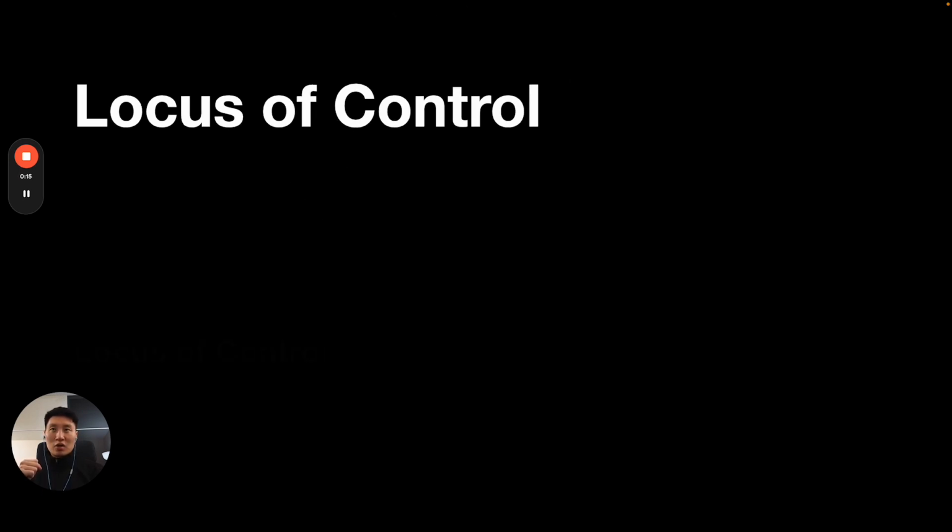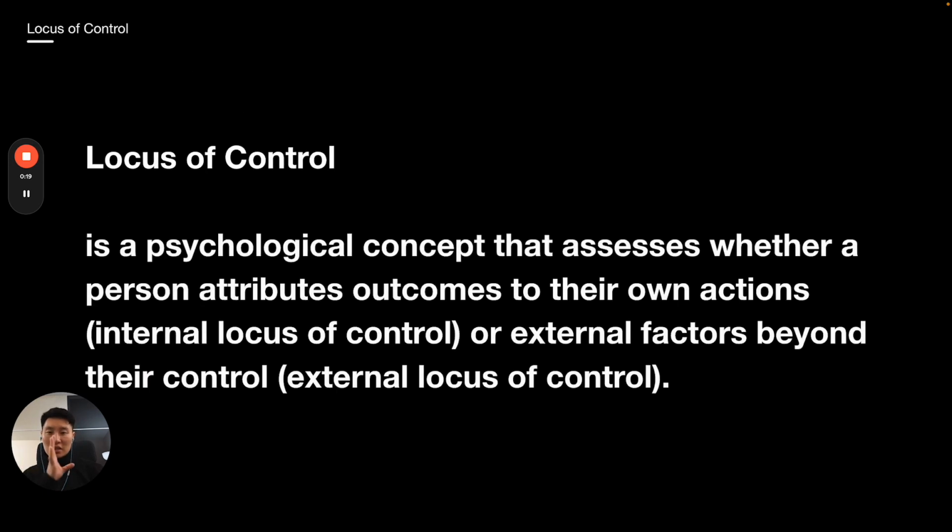So, locus of control basically is your direction. It's a psychological concept, and it's assessing whether you, as a person, attribute your outcomes to your own actions, and if you do, that's internal locus of control. You're in charge. Or external factors beyond your control. That's external locus of control, like the environment shapes me.